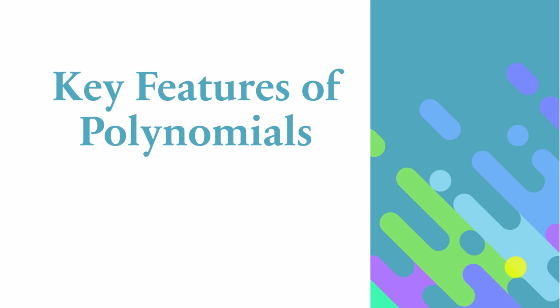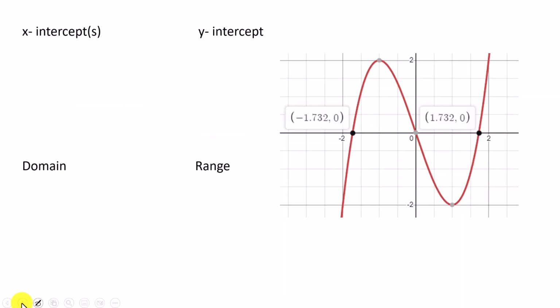Okay, in this video, we're going to look at key features of polynomials. And a lot of this is stuff that you've already seen before. We did it with quadratics, but now we're going to be doing it with polynomials. So x-intercepts, we all know what an x-intercept is. An x-intercept is where my graph crosses my x-axis.